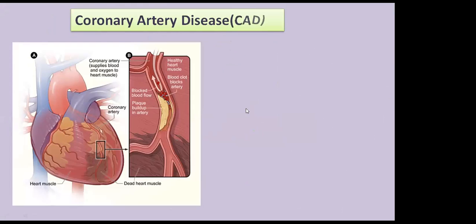The next disorder is coronary artery disease. This coronary artery disease is also called ischemic heart disease. Generally, ischemic heart disease involves the left side of the heart, the left ventricle.